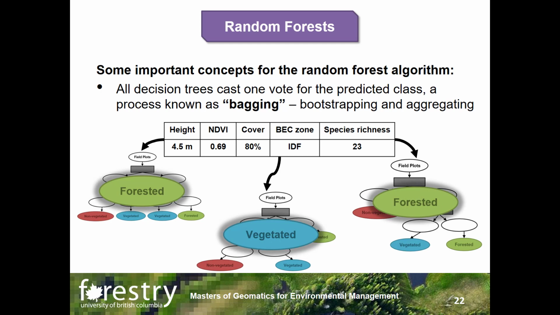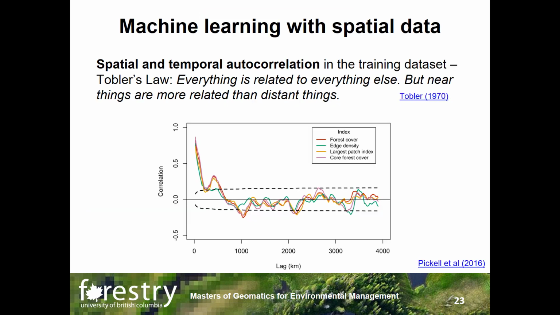Now let's turn to some issues that machine learners face when working with spatial data. Because we are dealing with data in the spatial domain, and sometimes even in the temporal domain, we must consider the impact of autocorrelation on our training dataset. Autocorrelation follows Tobler's law of geography, which says that everything is related to everything else, but near things are more related than distant things. Spatial autocorrelation can impact how representative our training data are of the underlying spatial process.